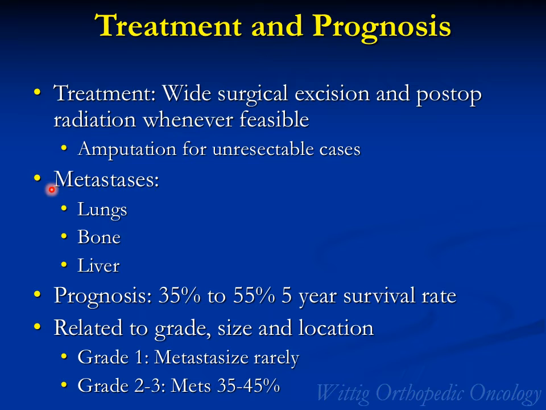Metastases, the most common sites for metastases include the lungs, the bone, and the liver. And there's a 35 to 55% 5-year survival. The survival depends on grade, size, and location. Grade 1 tumors rarely metastasize, and grade 2 to 3 tumors metastasize more commonly in 35 to 45% of the time. So grade 1 tumors have a higher survival rate versus grade 2 to 3 tumors.